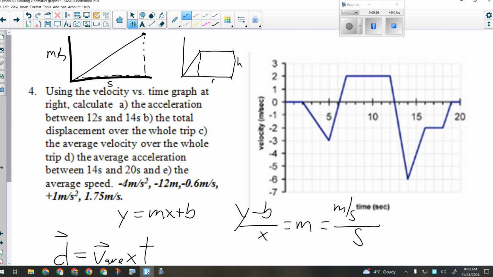Is the time still the base of the box? Yeah. Okay, still doing average velocity times time. Okay, that's why it works.